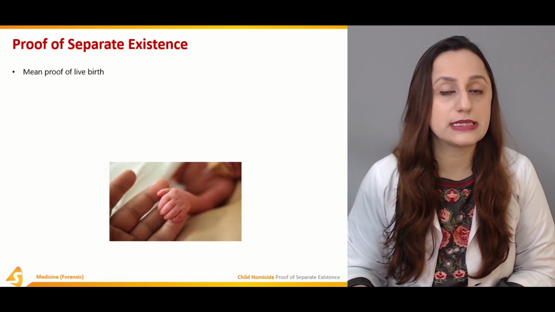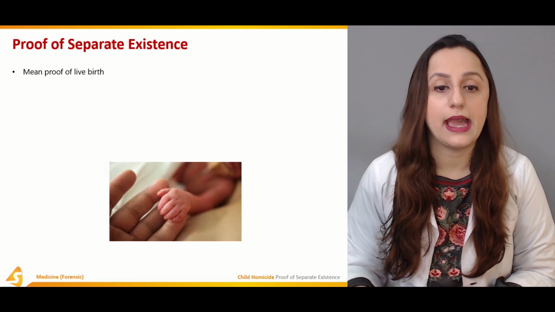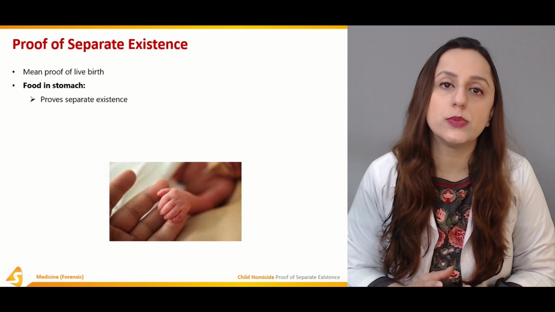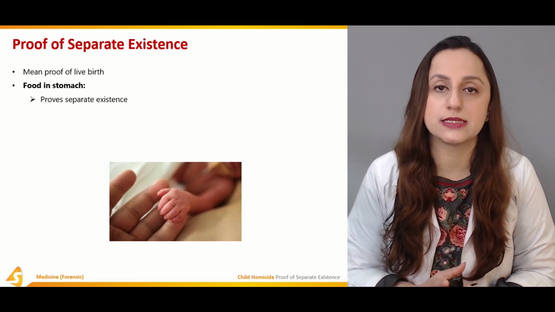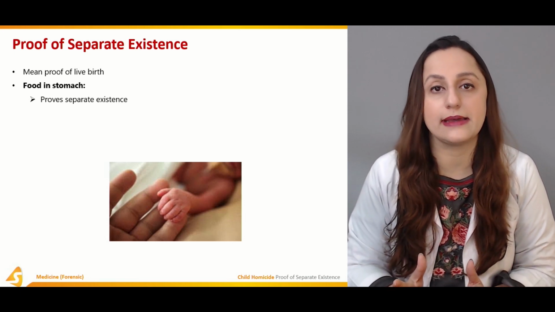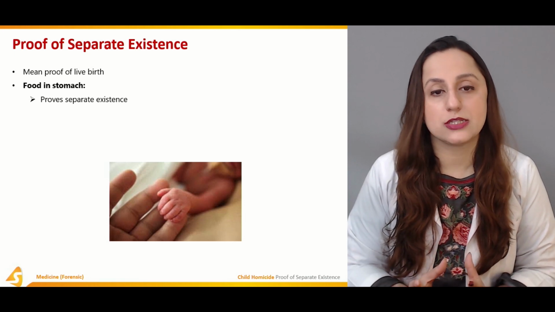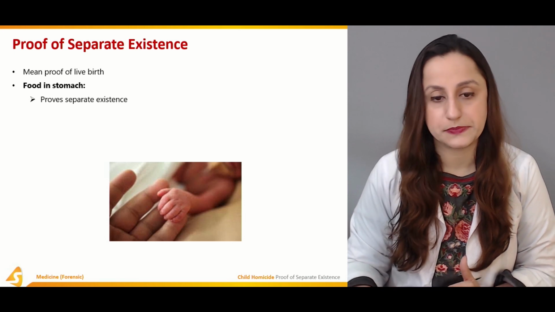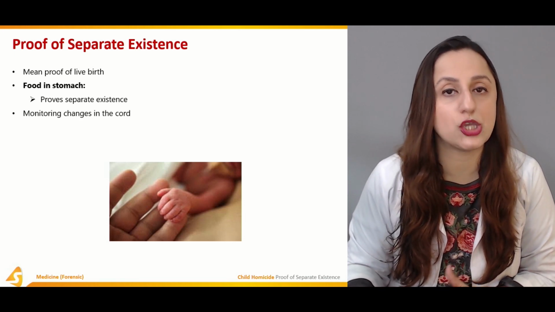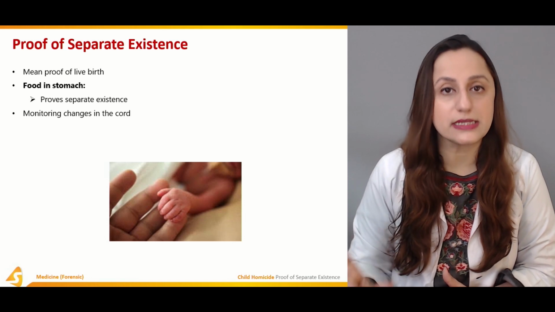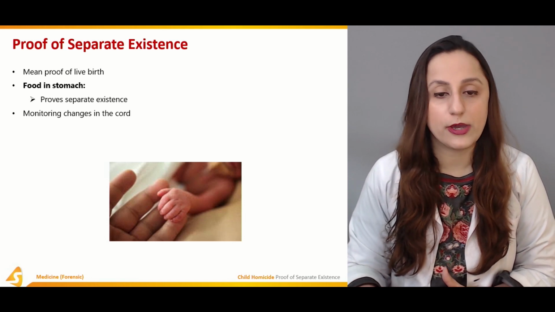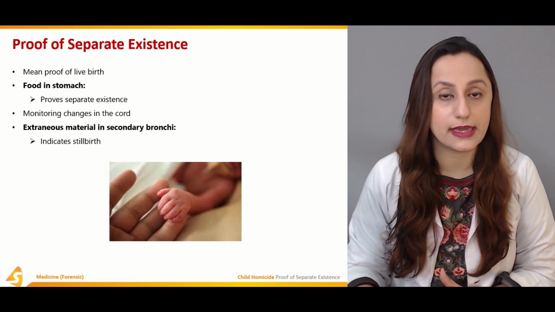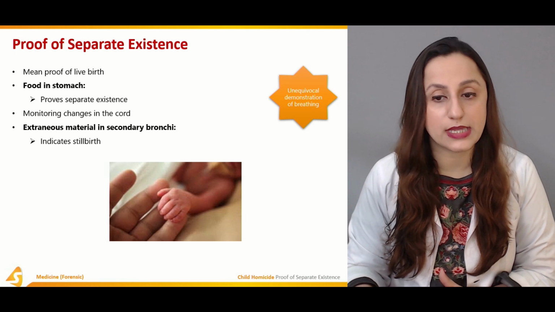The proof of separate existence is basically established and is a main proof of live birth in such a case. So food found in the stomach proves the separate existence, because the first feed has been taken by the newborn. Monitoring changes in the cord: the cord changes and the placental changes are going to be there, and one has to look for the signs as well. Extraneous material in the secondary bronchi indicates stillbirth in such a case.